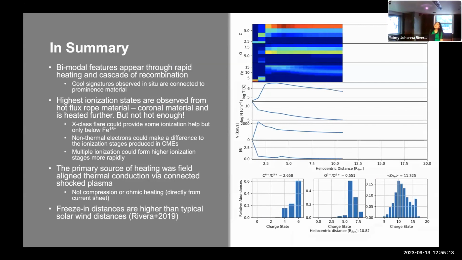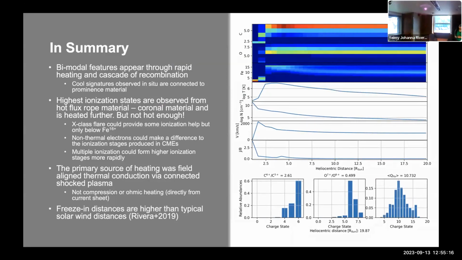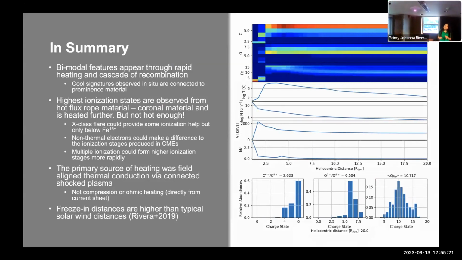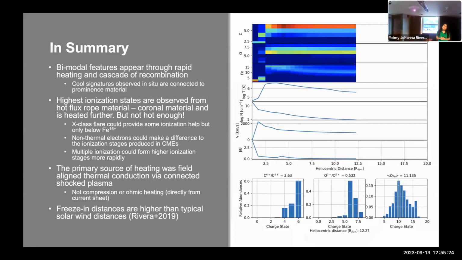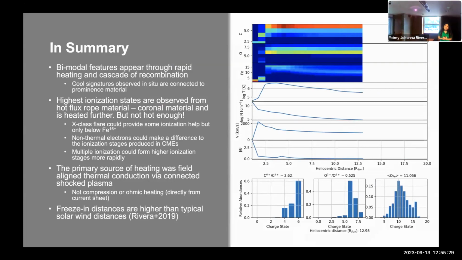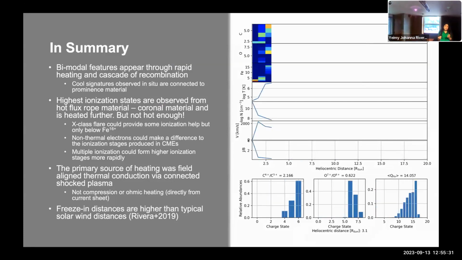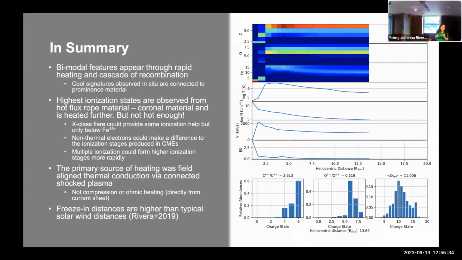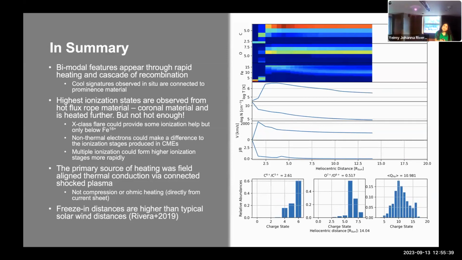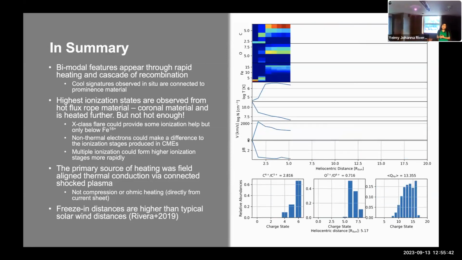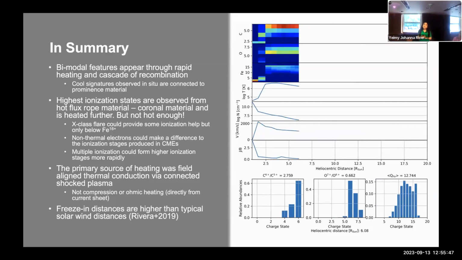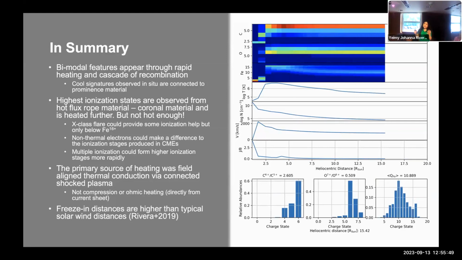Okay, so to summarize, in the simulation we were able to pretty accurately reconstruct the bimodal features that we see in not just the Bastille Day event, but other ICMEs as well. We weren't able to reach the highest ionization states observed in the observations, potentially, like we talked about, with non-thermal electrons playing an important role there for this additional ionization. It looks like the primary source of the heating that was able to reconstruct the double peak distribution very well was this field line conduction via the shock plasma in the front.